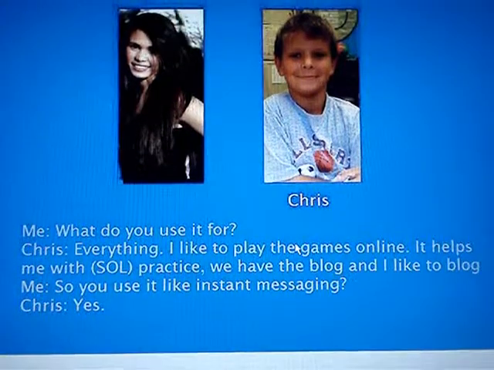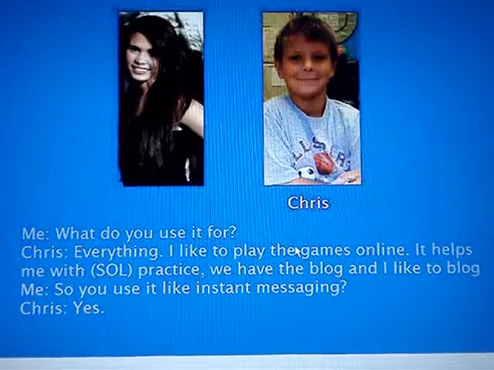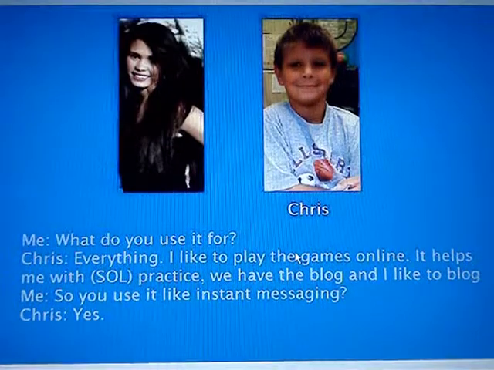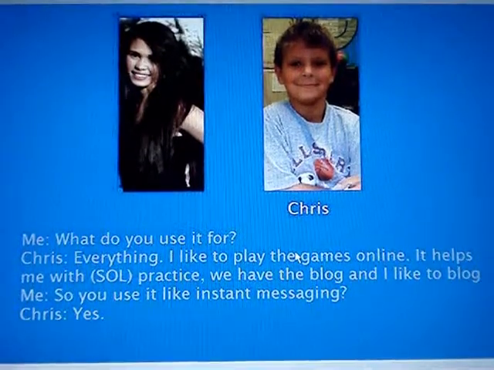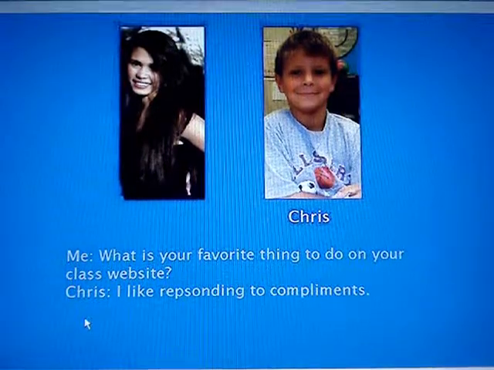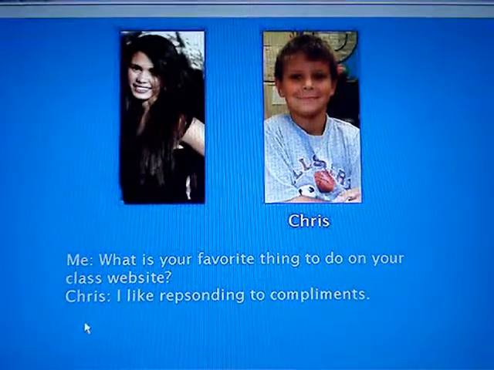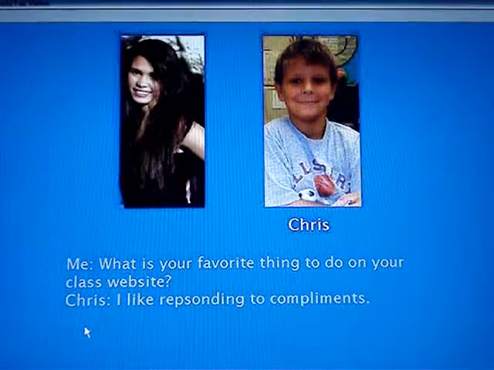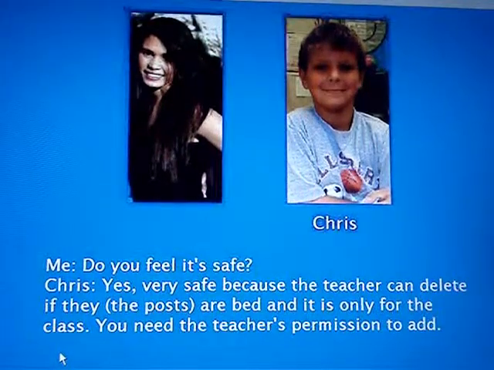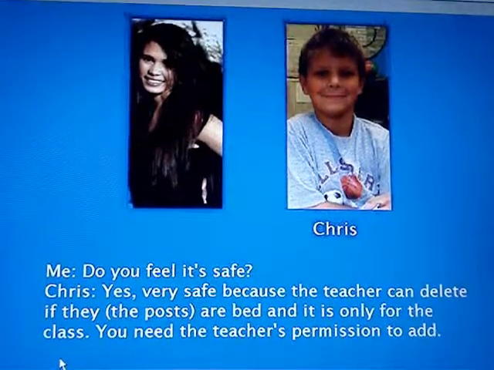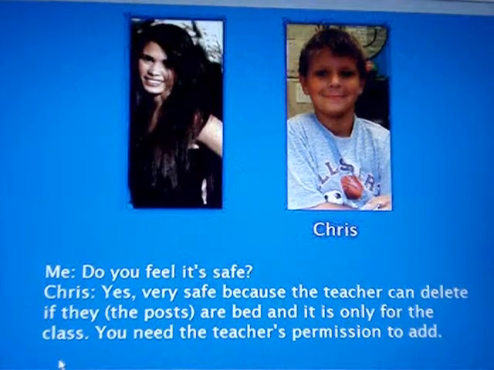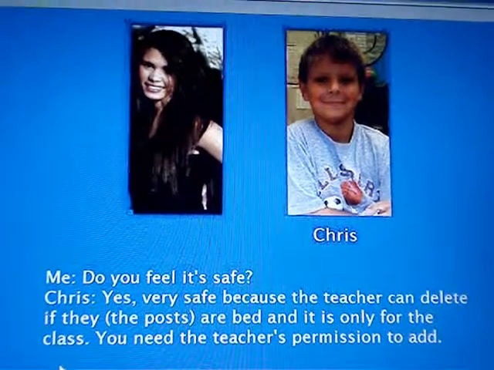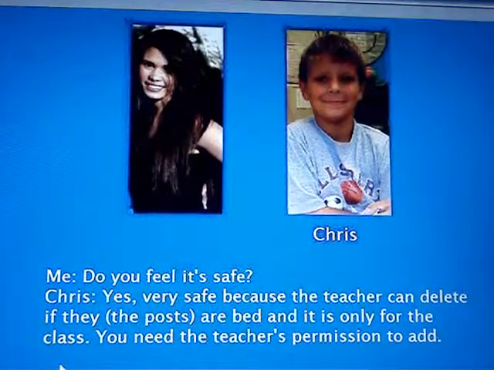It helps me with practice. We have a blog and I like to blog. I asked, do you use it like instant messaging? He replied, yes. What is your favorite thing to do on your class website? I like responding to compliments, he said. My last question I asked, do you feel that it's safe? He replied, yes, very safe because the teacher can delete if they are bad and it's only for the class. You need the teacher's permission to add.